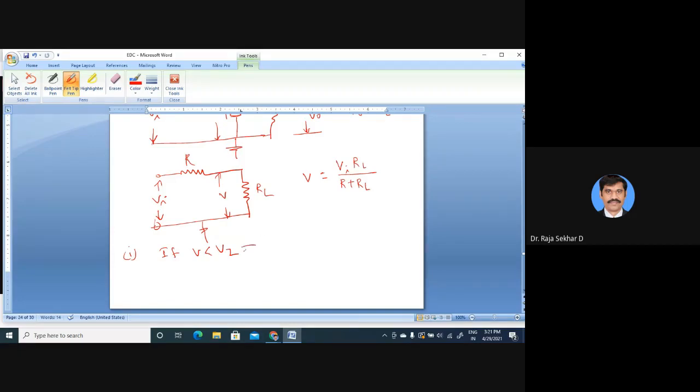What is the status of the diode? Yes, the Zener diode is off. When will it be on? When the voltage across the Zener diode is greater than the breakdown voltage Vz, then only it will be on. Otherwise, it is in the off state. So here I am calculating the voltage across the terminal of the Zener diode, that is V. Suppose V is less than Vz, then it is off.